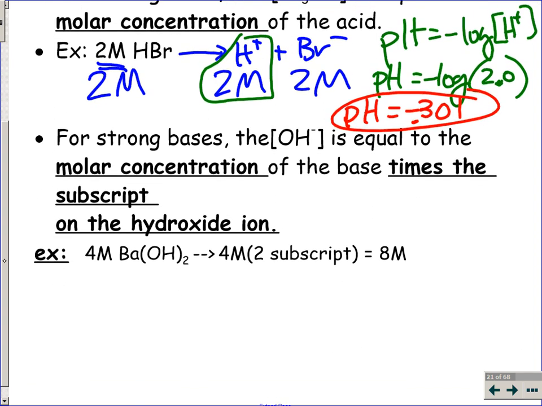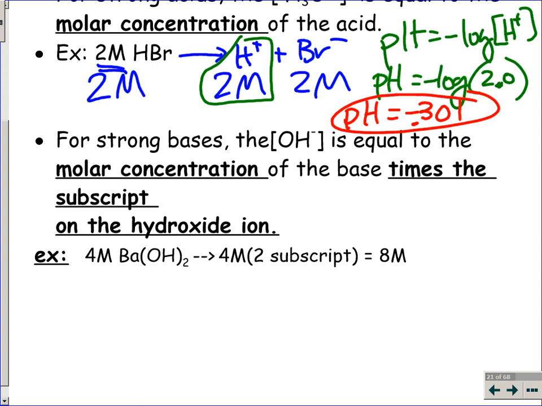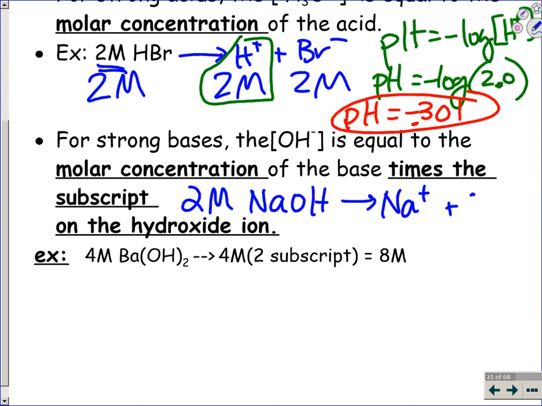Specifically for strong bases, we can do something very similar. We can say, oh, if I have a strong base, I immediately have the what concentration? It's not hydronium, it's hydroxide. So if I have 2 molar sodium hydroxide, what does sodium hydroxide ionize into? Sodium ion and hydroxide ion, right? So if I have 2 molar here, it means I have 2 molar of this guy and 2 molar of this guy. Which of these matters?